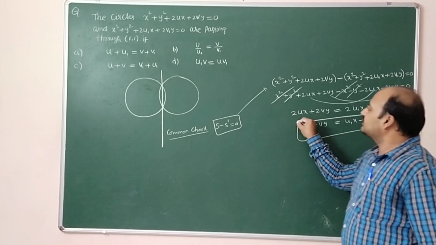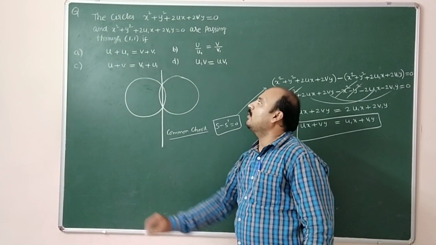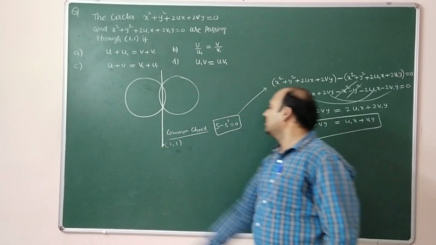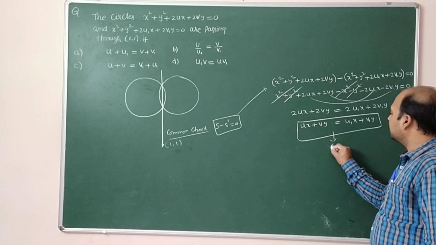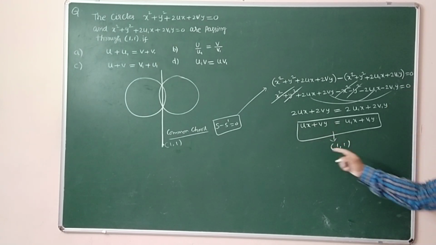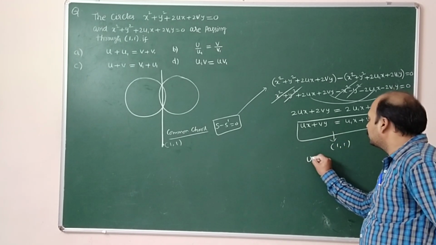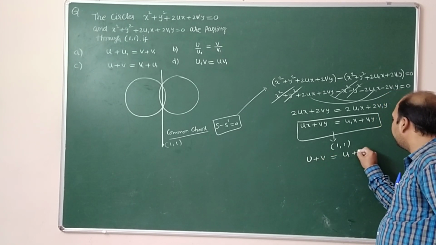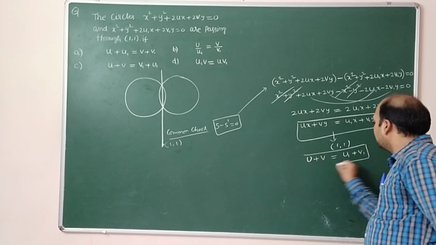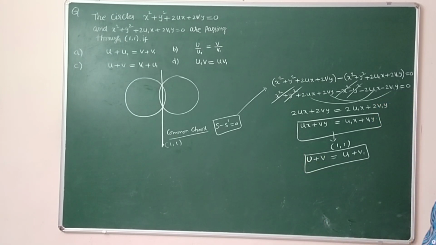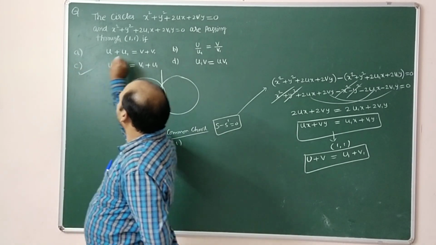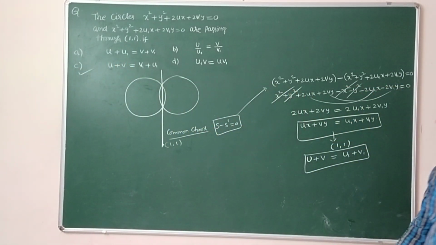This common chord is passing through which point? (1, 1). This common chord is passing through (1, 1). In place of x, y, substitute (1, 1). So u + v = u1 + v1, which is there in the third option.